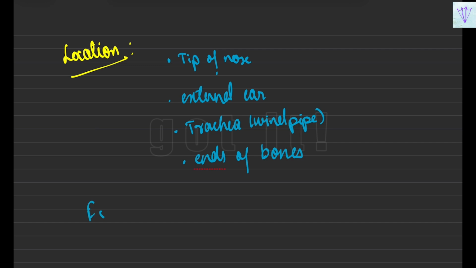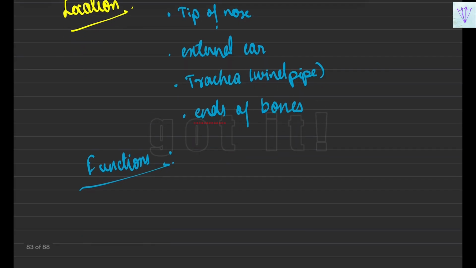So what are the functions of this? As we already mentioned earlier, the function of this is to provide flexibility, plus it prevents friction at joints, because when two bones are there, there will be a cartilage at this point, so that it prevents the friction at joints, and it supports soft structures. So it provides protection as well. So this is the function.